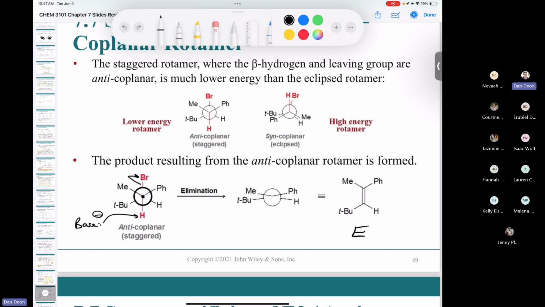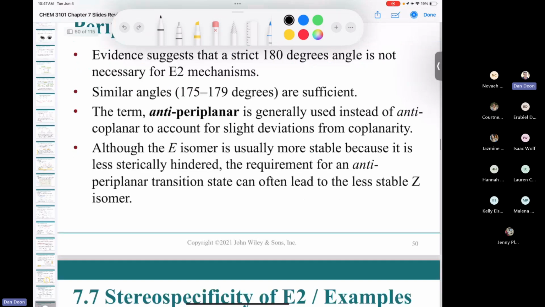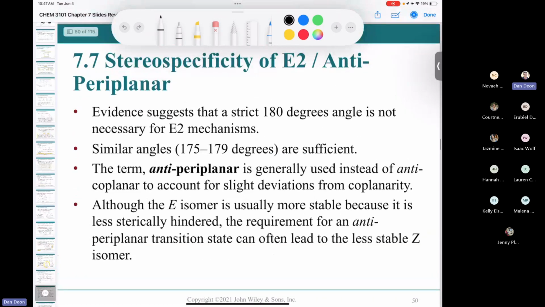But if you're wondering, looking at this, do I have to draw the Newman projection and make it so that the hydrogen and the leaving group are coplanar? Yes, you do, okay? But we actually don't use the word coplanar. The reason why is because if it was coplanar, it would mean that the angle between the hydrogen and the leaving group would be exactly 180 degrees. Okay, that is reserved for coplanar.